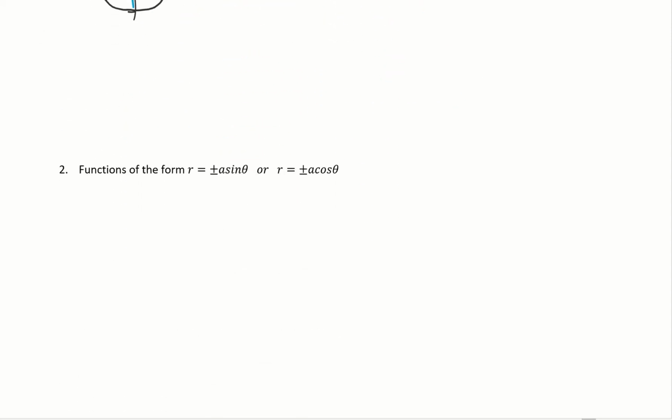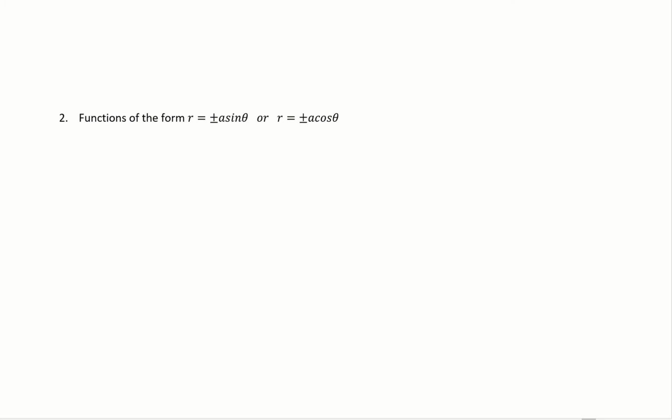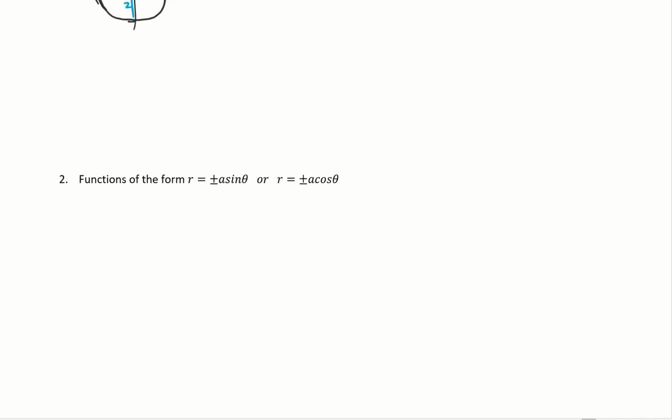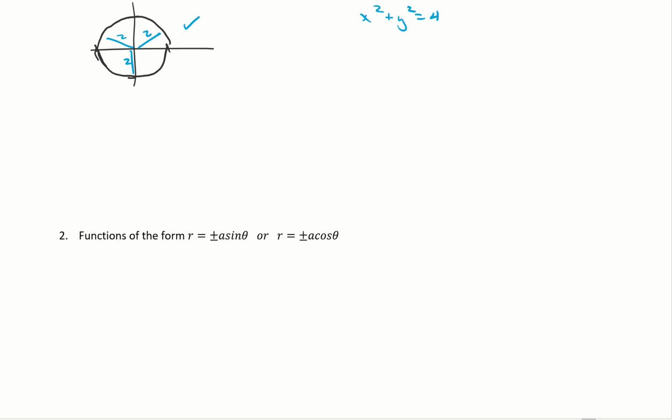But here's another kind of circle, right? It says functions of the form r is equal to a plus or minus a sine theta, or r is equal to a plus or minus a cosine theta, I should say. Okay, so let's explore one of these. I think in class we did sine, so maybe we'll play around with cosine this time. So let's say that we are looking at r is equal to positive 3 cosine theta. Now, there is a way to convert that to rectangular, which I'm going to show you. In fact, one of your show your works is doing something like that, okay?